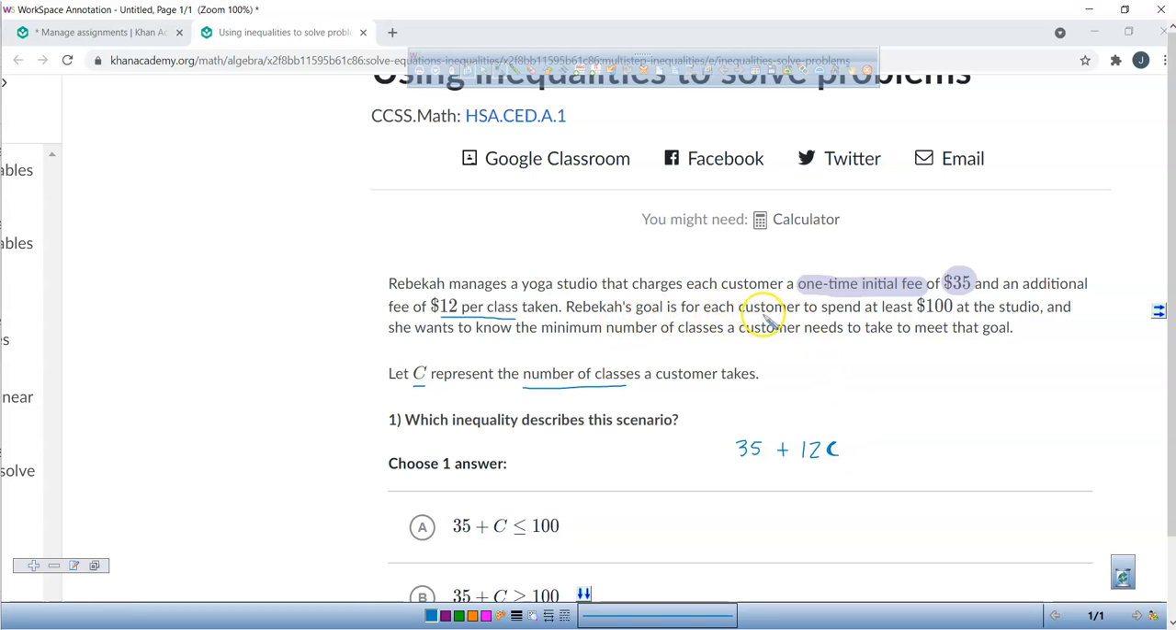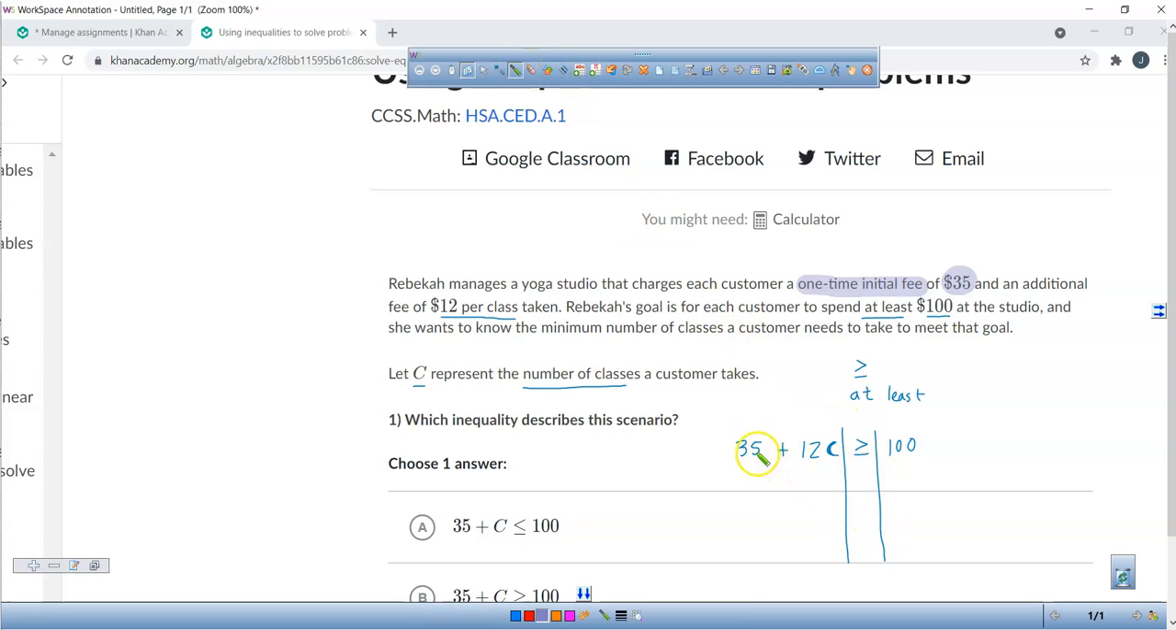And Rebecca's goal is for each customer to spend at least 100 bucks. Now, guys, at least always means greater than or equal to. So something you might want to put into the old journal, that symbol right there, when reading it from left to right, always means at least. Okay, so there's your first part. Our first inequality that we set up is this right here, and that's what we're going to use for one of our answer choices.